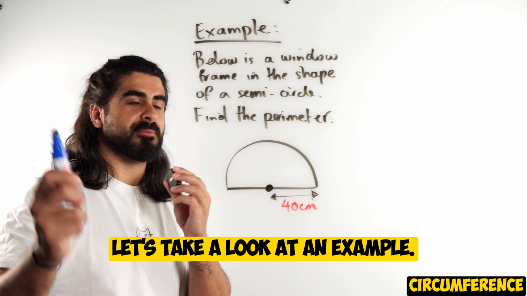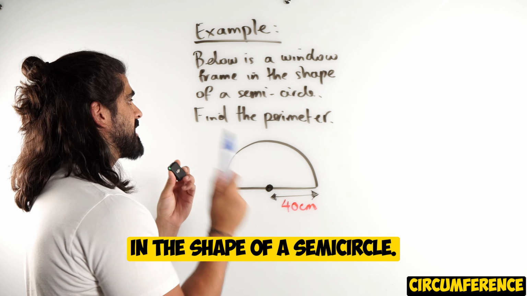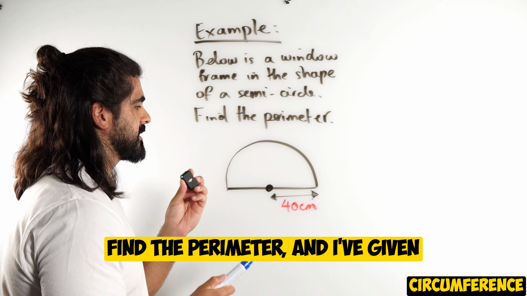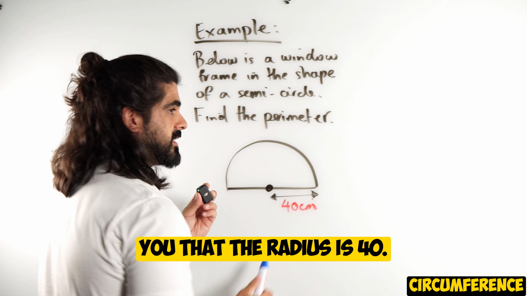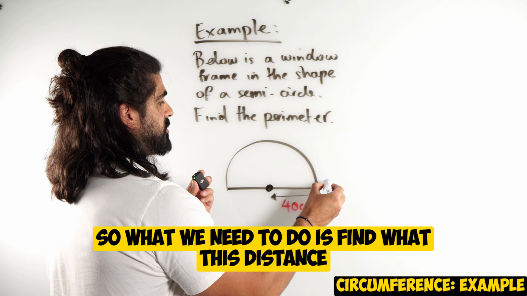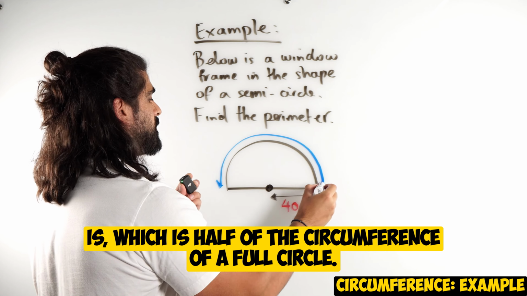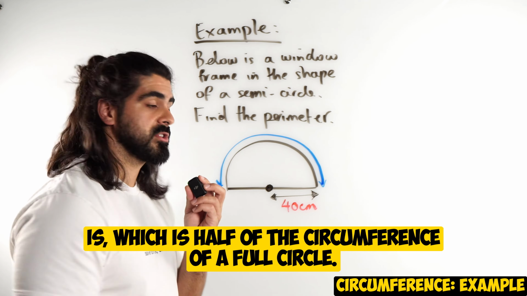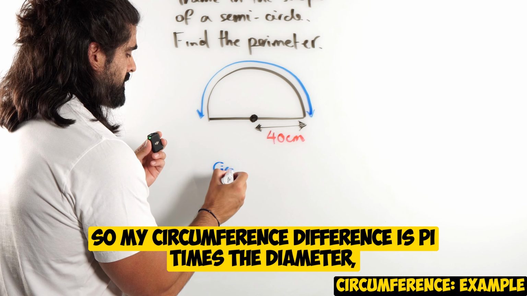Let's take a look at an example. So, below is a window frame in the shape of a semicircle. Find the perimeter. And I've given you that the radius is 40. Now remember, semicircle meaning half a full circle. So what we need to do is find what this distance is, which is half of the circumference of a full circle.